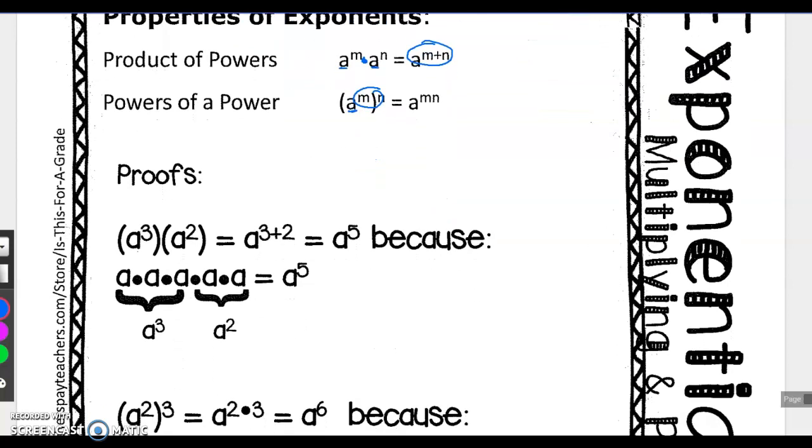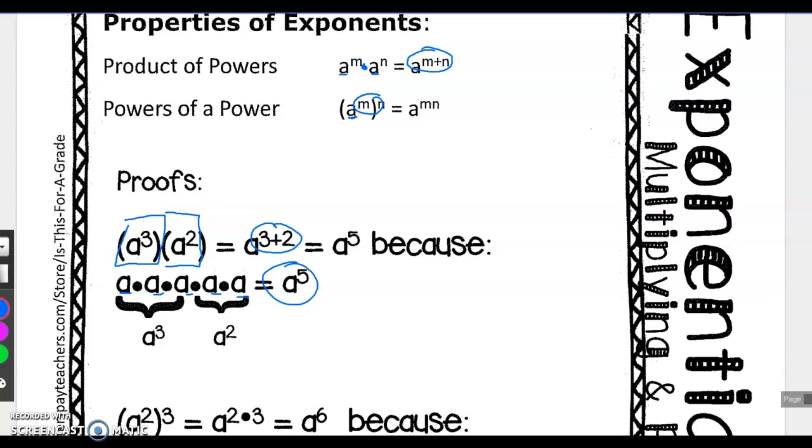Here's our proof. So we said a to the m times a to the n equals a to the m plus n. Why? Well, look at this right here. What does a to the third mean? Well, it means you take an a 3 times multiplied by itself, which they did here. What does a to the second mean? Well, it means I take 2 a's and multiply them by each other. Now, if you count them, that's 1, 2, 3, 4, 5. A to the fifth. Well, there's a quicker and easier way of doing it if you recognize that there's the same base multiplying, you just add their exponents.